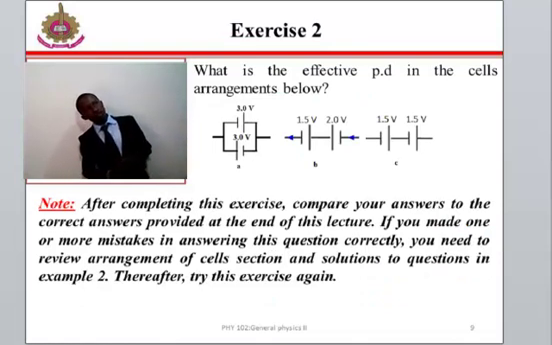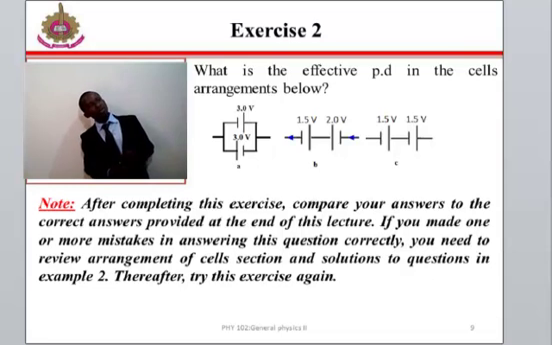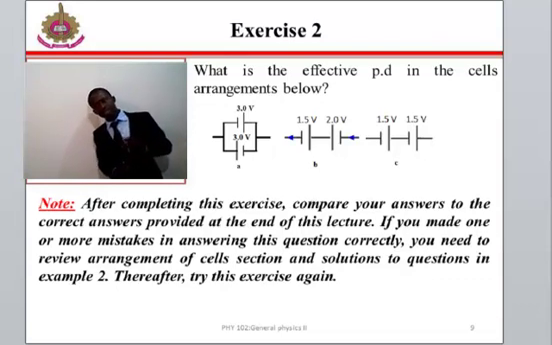Now it is time to test your understanding of arrangement of cells in an electric circuit. Exercise 2. By considering the circuit diagrams A, B, and C on this slide, what is the effective potential difference in the cell arrangements of each of these circuit diagrams? Note, after completing this exercise, compare your answers to the correct answers provided at the end of this lecture. If you made one or more mistakes in answering these questions, you need to review the arrangement of cells section and solutions to questions in Example 2. Thereafter, try this exercise again.